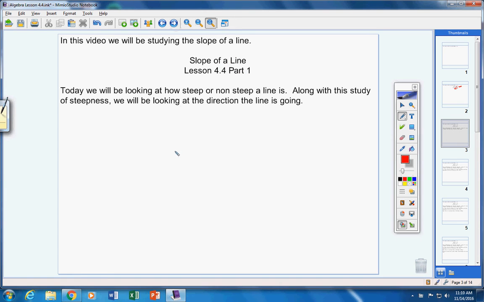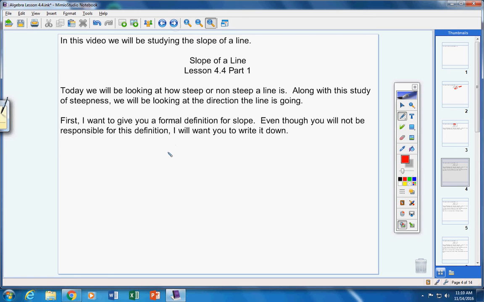Now, today, we will be looking at how steep or non-steep a line is, which is the same thing as a slope, okay? Along with this study of steepness, we will also be looking at the direction the line is going. Understand that, guys, because sometimes the direction of a line going this way or going this way can be a negative slope or it can have a positive slope, okay? So what we're going to look at today is the slope of a line, which is basically the steepness of a line, how steep it is, and we're also going to be looking at the direction the line is going.